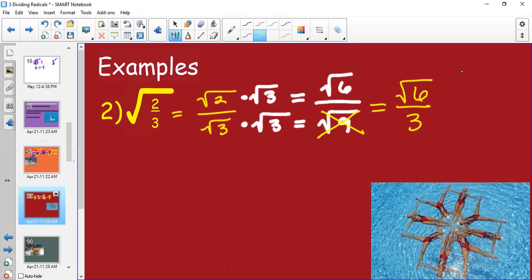Don't do that. I do want to see if I can split 6. So the only numbers I know that multiply to get 6 are 1 and 6 and 2 and 3. None of those are perfect squares. So in this case, I am finished, and that's my answer.